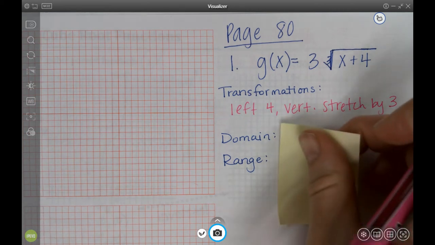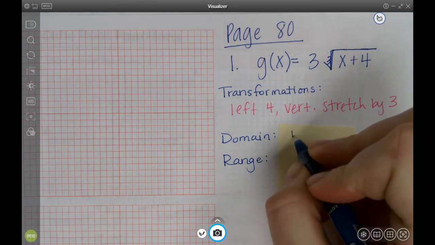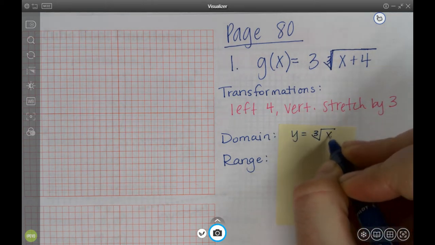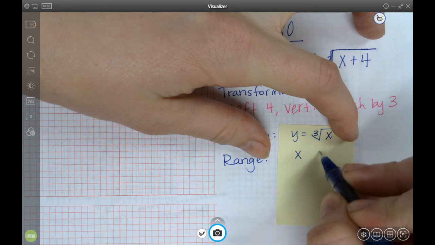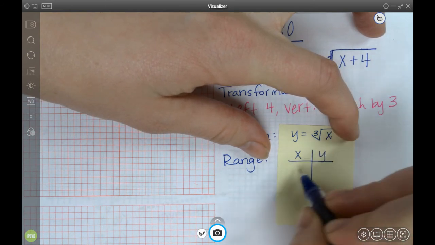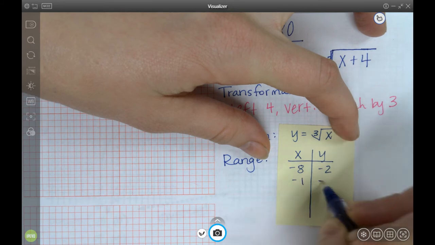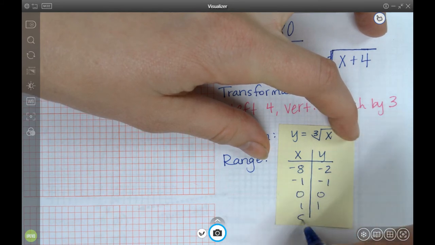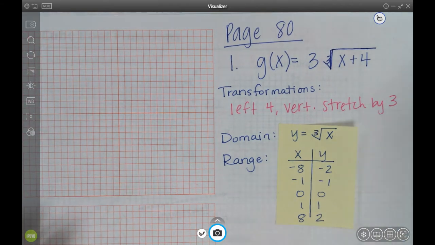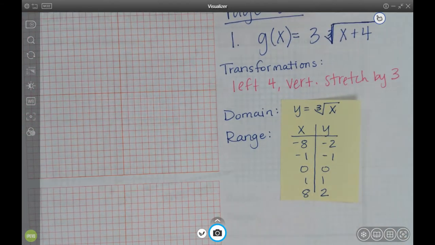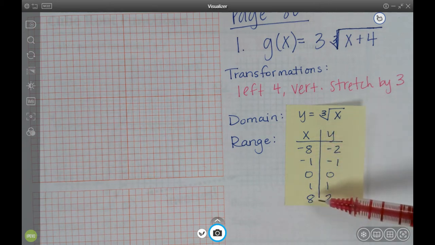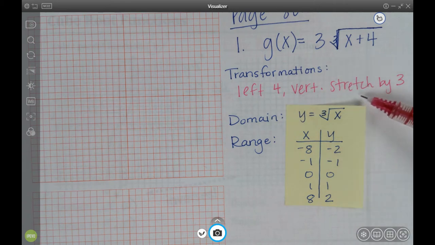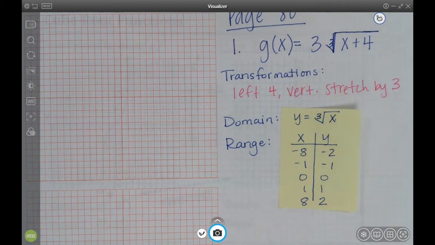Okay, so our parent function had this table of values. This is what we just wrote on the other page, right? So just like when we did moving the monster, you take your original set of points and then you transform them based on the transformations, okay? So we're going to take the point -8, -2.